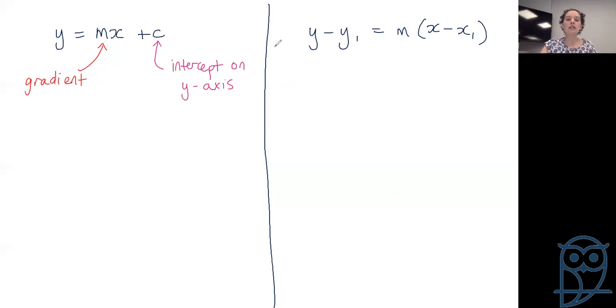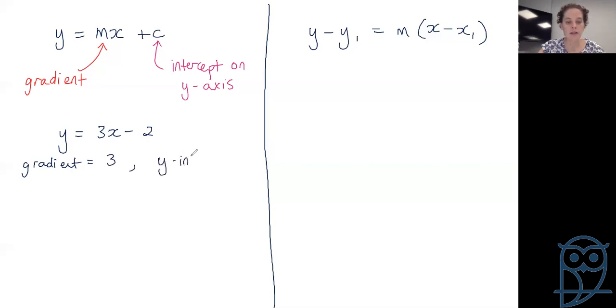So this helps us in a variety of different things. Again, we can pull information about our line out, and we can also take information and get it in. So for example, if we had y equals 3x minus 2, then we can say from here, gradient equals 3, y-intercept equals 0, minus 2, because c is minus 2.